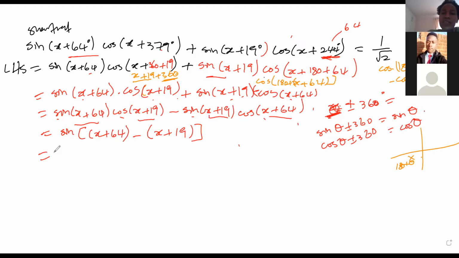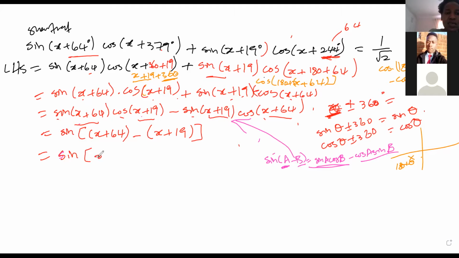Okay. Remember the one we just did? It was sine of (A minus B) equals sine A cos B minus cos A sine B. If you look at this and that, they are the same. The only difference is instead of A, we have x plus 64, and instead of B, we have x plus 19. Okay, so that's that.